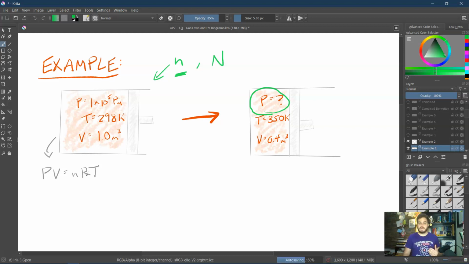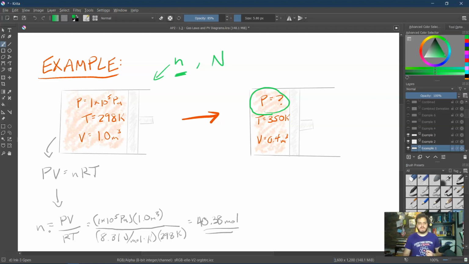R is a constant, so we can solve for n, the number of moles. So I rearrange this equation to solve for n, and I stick in all of these different values. Remember R, we have to use the number 8.31. There are other versions of R, but we are always going to stick with 8.31. And when we do this, we get that there are 40.38 moles in this piston.